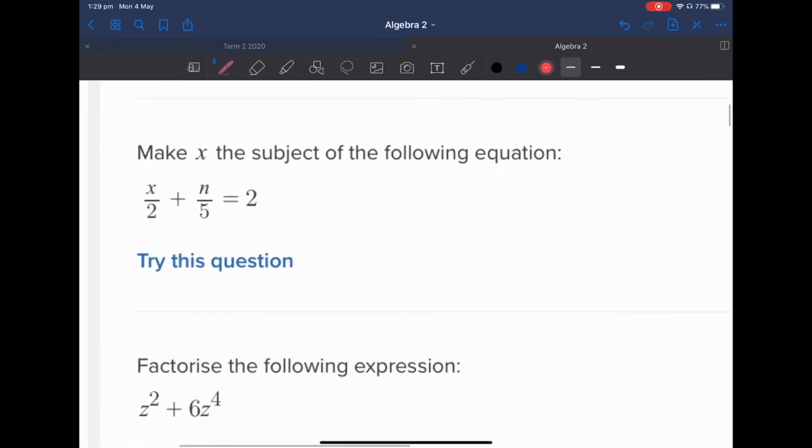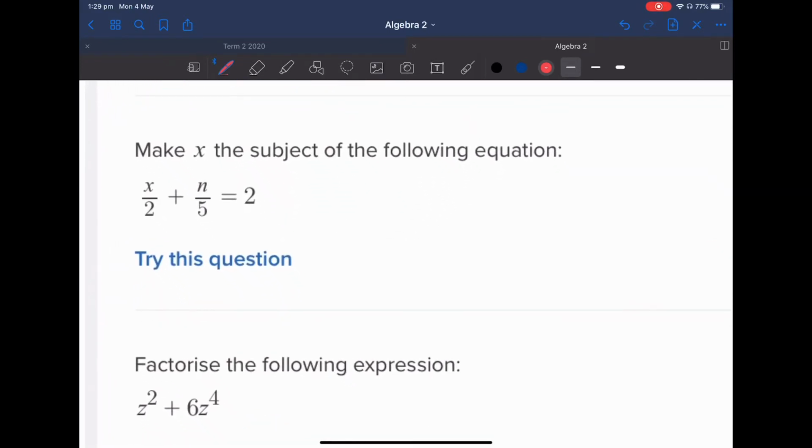Okay, now for this one here, it may look like we're going to do some fraction stuff, and you could approach it through fraction rules. We're not going to, because I think there's a much easier way. What we're going to do is make x the subject, so we're getting x equals whatever, right? So the first thing I want to get rid of is this plus n on 5, because n on 5 in this case is just some number, because I don't actually care what n is, I'm just trying to get x. So the way that I can get rid of n on 5 is just to take it away from the other side of the equation.